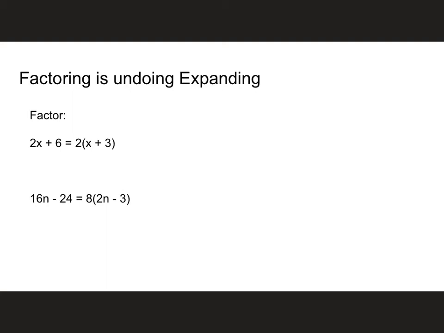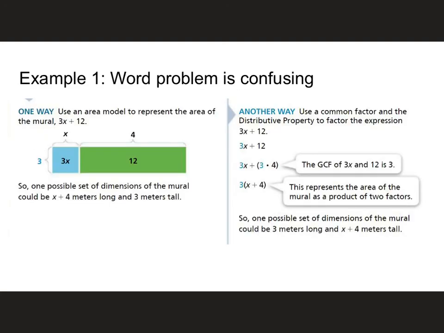And here are the answers again from the previous problem in case it was hard for you to read. So there, that's called factoring. So the example in your book starts with example 1. They have this word problem, and the word problem honestly makes no sense to me whatsoever.